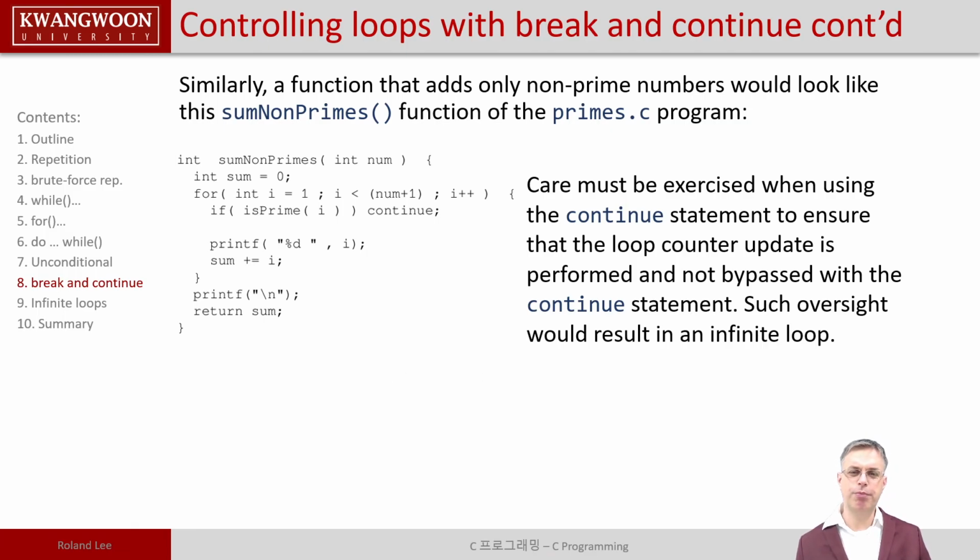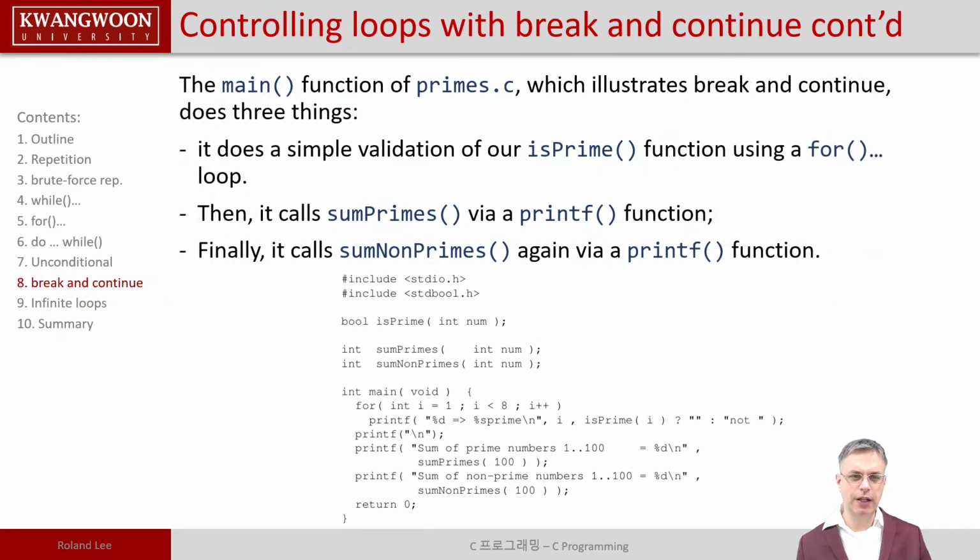The main function of primes.c, which illustrates break and continue, does three things. So first, it does a simple validation of our isPrime function using a for loop. Then it calls sumprimes via the printf function, and finally it calls sumnonprimes again via another printf function. If the program logic is correct, the sum of both prime and non-prime numbers should be the same as our preceding summing functions. That is how we will verify the correctness of the program.